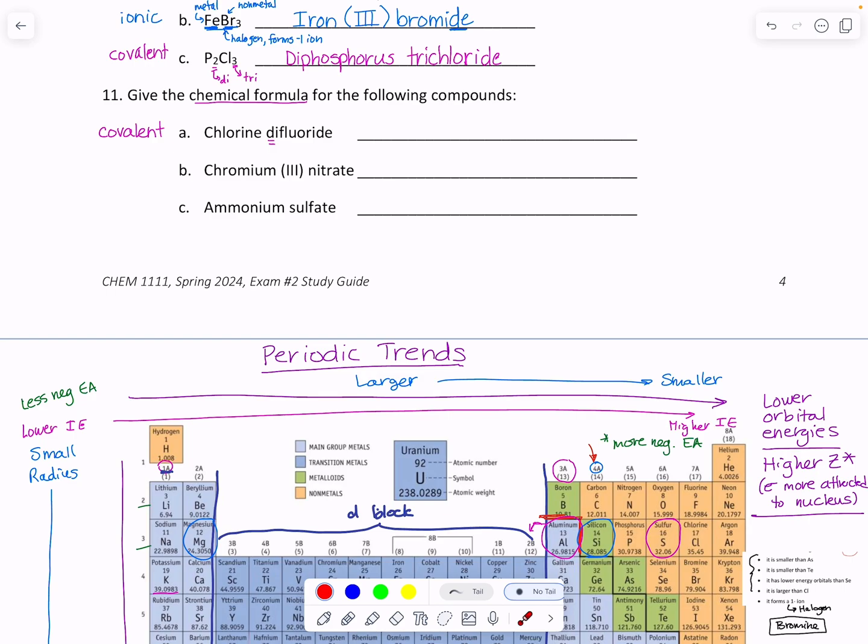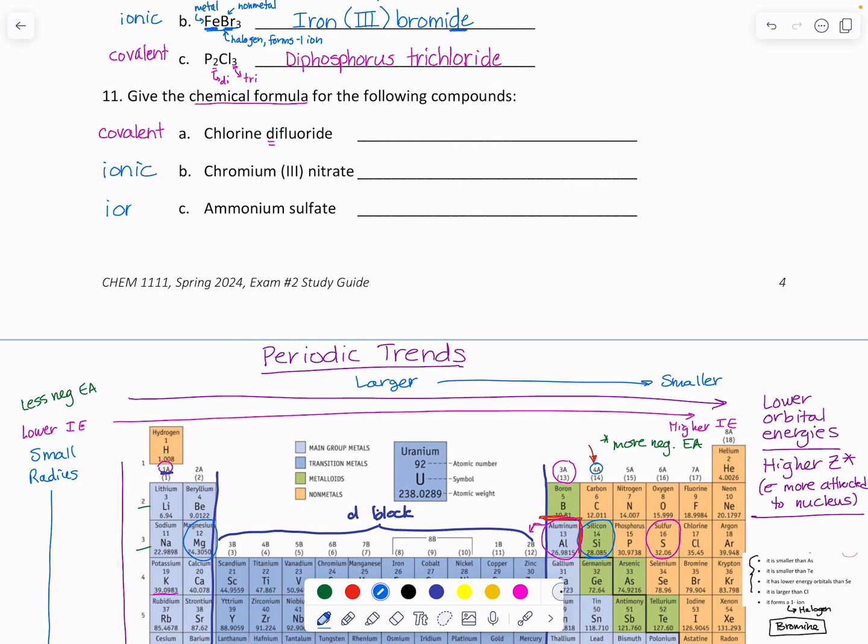So here we have chromium 3 nitrate. When I see one of these numbers in parentheses, I know it's telling me the oxidation state of a metal cation, so I know this has to be ionic. So now we can say that this one is ionic. And then this last one is made up of two of the polyatomic ions, which we are expecting you to know, ammonium and sulfate. So this is also an ionic compound.